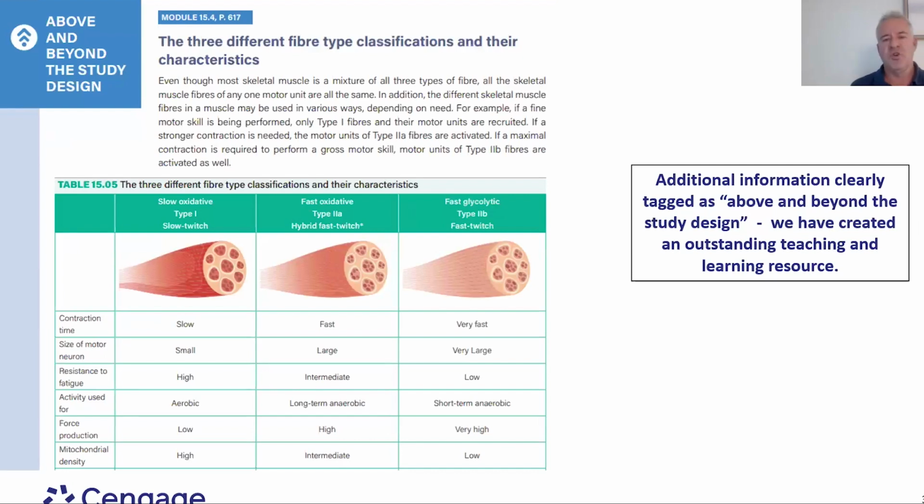I spoke about fast twitch fibers. We know that there are two types of fast twitch: fast twitch A, fast twitch B, type 2A, type 2B, purely anaerobic, partially aerobic. Now, this is beyond the scope of the study design. However, as educators, we tend to teach this to students. Do they need to know this for the SAC or for the end of year exam assessment?